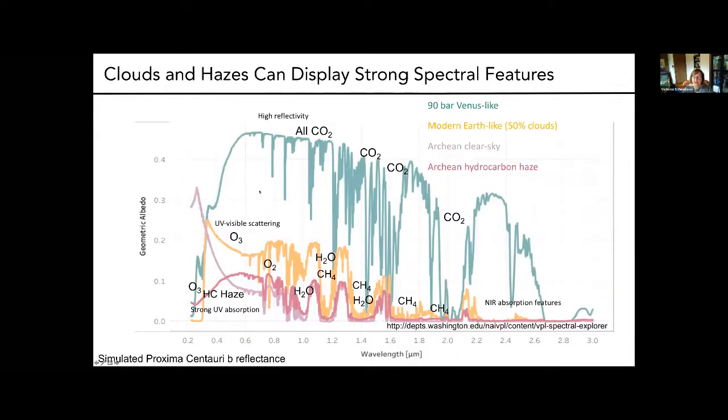Okay, so the clouds and hazes themselves can actually display strong features also. Again, this high reflectivity we get from Venus is thanks to its H2SO4 aerosol and clouds. Down here for Earth, we get this Rayleigh scattering from the atmosphere itself, but also the strong absorption from ozone that tends to truncate our Rayleigh scattering maybe a little too soon. And then for these other models, which are hydrocarbon haze, Archean type, early Earth type models and clear sky models, you can see the very strong effect hydrocarbon haze would have on, for example, a terrestrial planet.